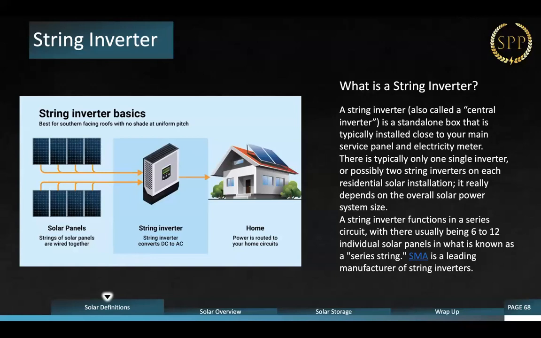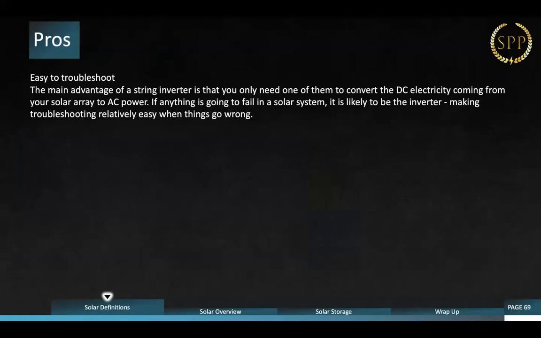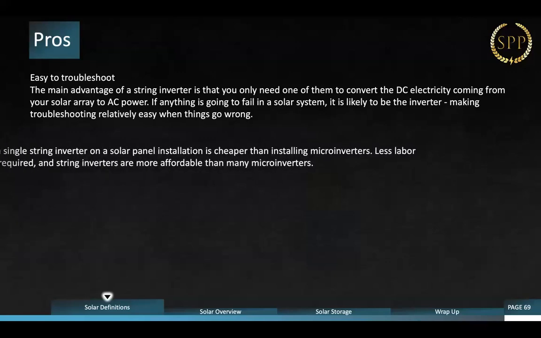So let's learn a little bit about the string inverter, the pros, the cons, all that good stuff. The pros of a string inverter is that it's easy to troubleshoot. The main advantage of a string inverter is that you only need one of them in order to convert the DC electricity coming from your solar array to AC power. If anything is going to fail in your solar system, it's likely going to be the inverter, making troubleshooting relatively easy when things go wrong.